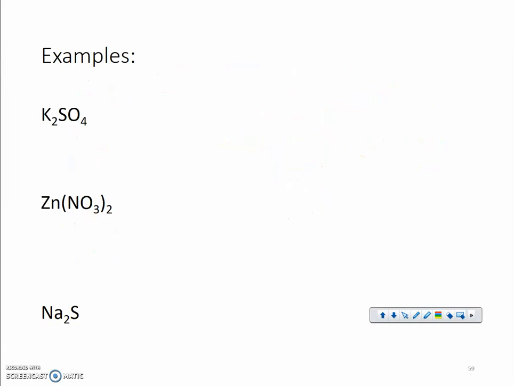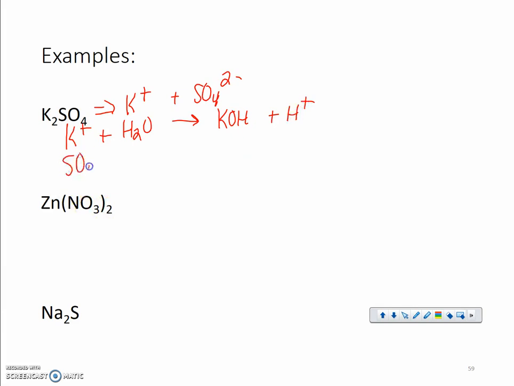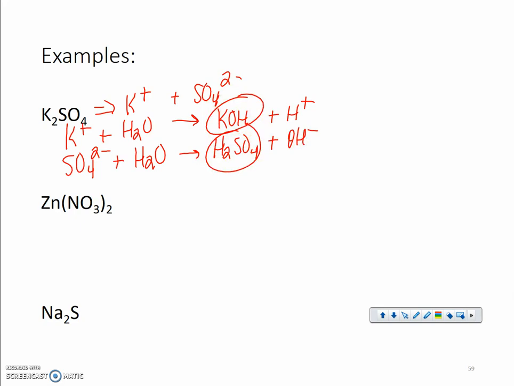All right, so let's say we have K2SO4. This is going to break apart, first of all, into K and SO4. So let's see how each of those interact with water. KOH plus H plus. So let's look at what we form. We form a strong base and a strong acid. Strong base and strong acid means overall it's neutral.